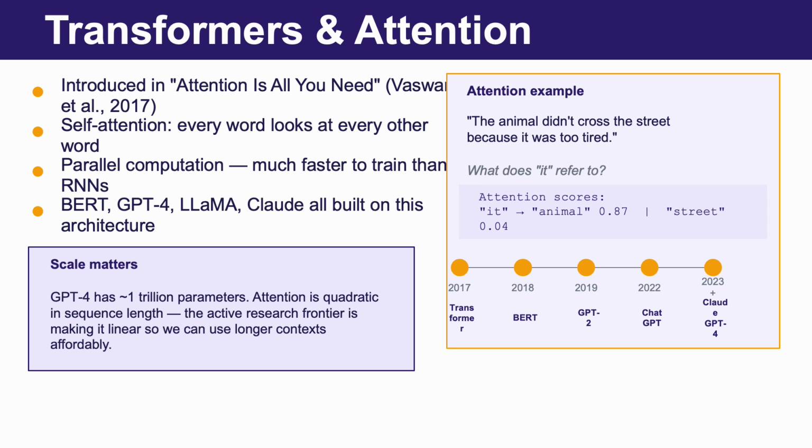GPT-4 has 1 trillion parameters, give or take. Attention is quadratic in sequence length. The active research frontier is making it linear so we can use longer context affordably.